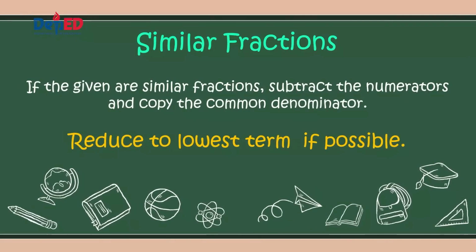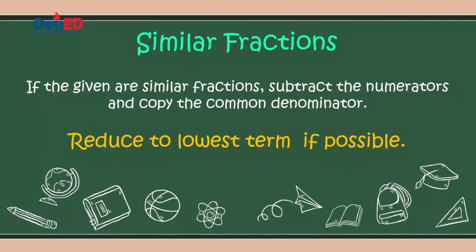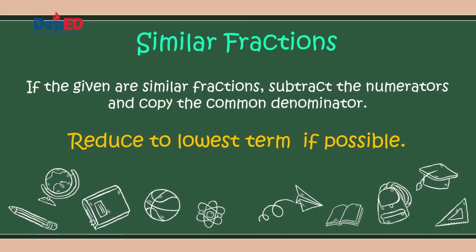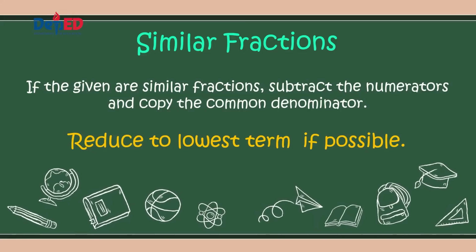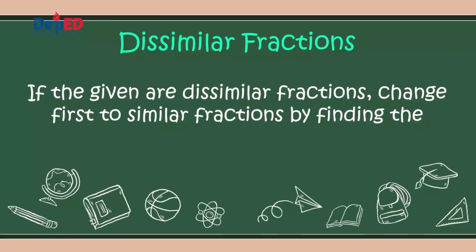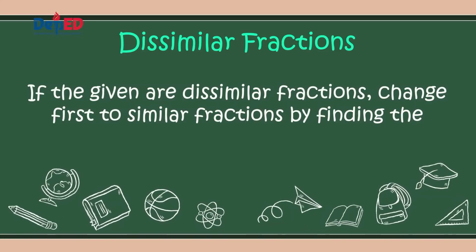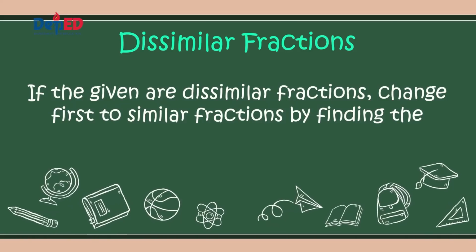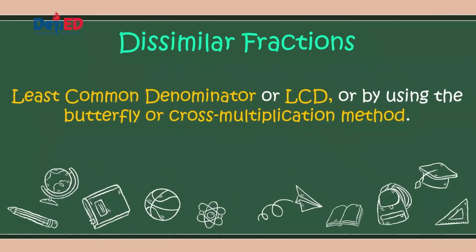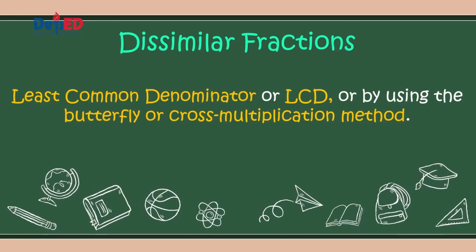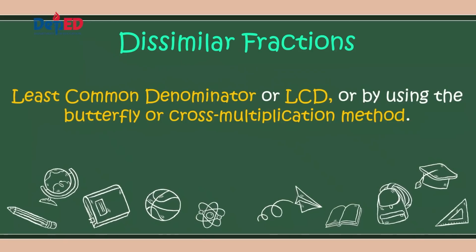Here are the standard ways of subtracting fractions. If the given are similar fractions, subtract the numerators and copy the common denominator. Reduce to lowest term if possible. If the given are dissimilar fractions, change first to similar fractions by finding the least common denominator or LCD, or using the butterfly or cross multiplication method.